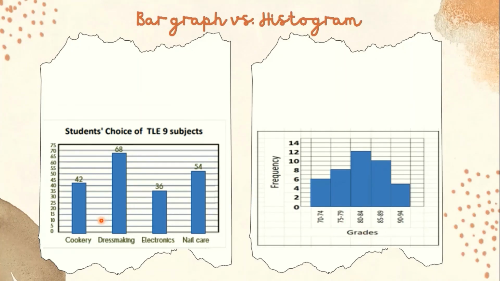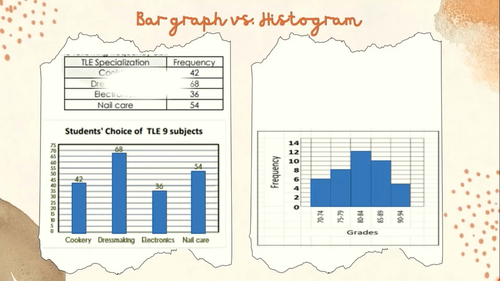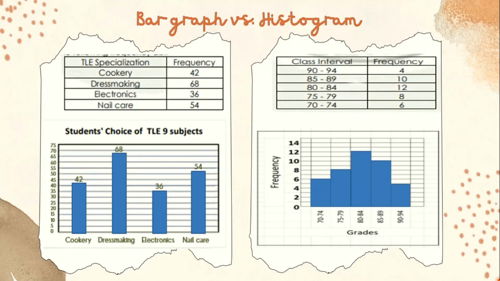Ang bar graph, meron siyang spaces in between. Ang histogram, wala. Adjacent bars, no gaps. Pansinin naman natin yung mga frequency distribution kung saan tayo nag-base para sa kanila. This is a frequency distribution for an ungrouped data. And this is a frequency distribution for a grouped data. Kaya ang main difference natin ng bar graph at histogram ay a bar graph is used for ungrouped data. And the histogram is used to graph grouped data.